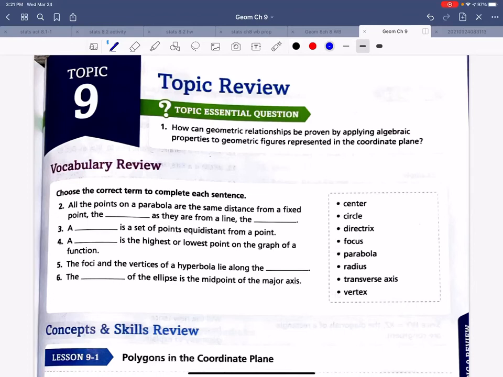Hey guys, we're going to do the topic 9 review homework, which is always the homework right before the test next class. So make sure you do this before you come to the test, either Friday or Monday, depending on which period you have me.